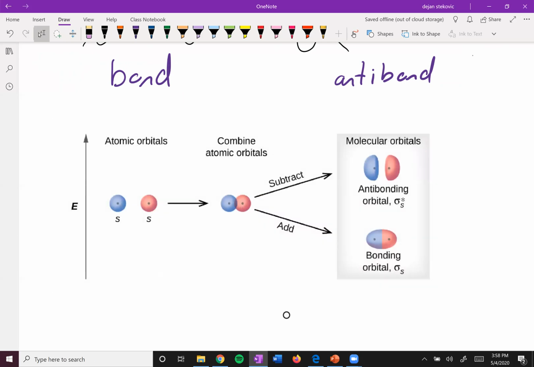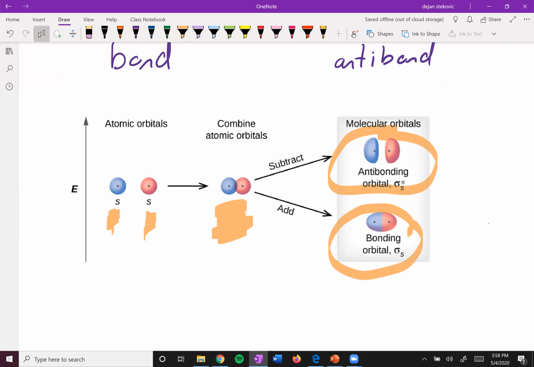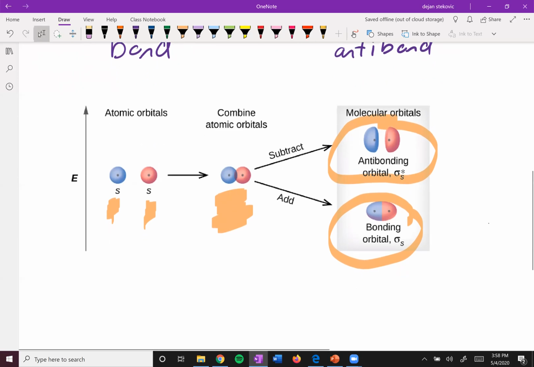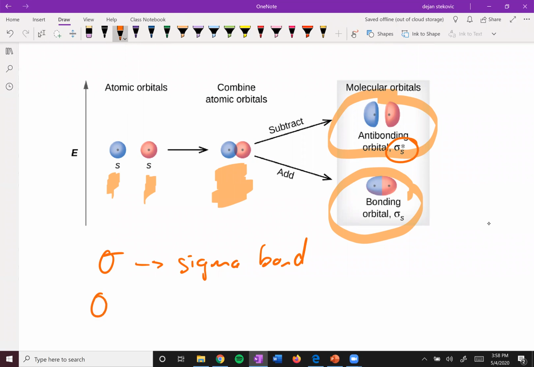You have two s orbitals, one s and then another s, and they can combine and do two things. They can be in phase and form a bonding orbital, or they can be opposite phases and form an anti-bonding orbital. You can see they still call them sigma. So sigma is still a sigma bond. Up top, this anti-bonding orbital gets sigma star. It's pronounced sigma star, and this is a sigma anti-bonding orbital.